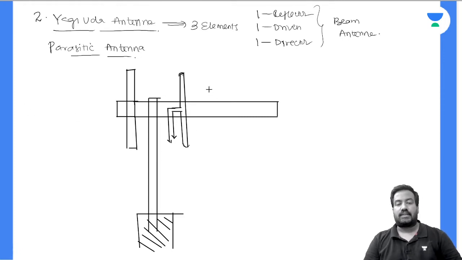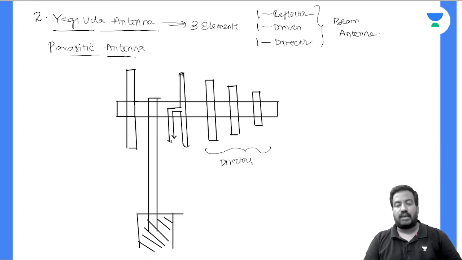These are the directors, which are placed at 0.10 lambda to 0.15 lambda spacing, having a height of 5% less. This put together are directors. This is the driven element.